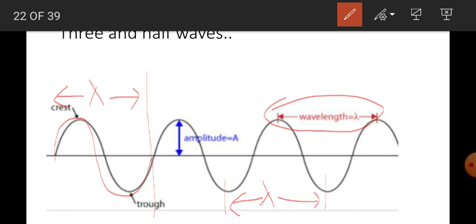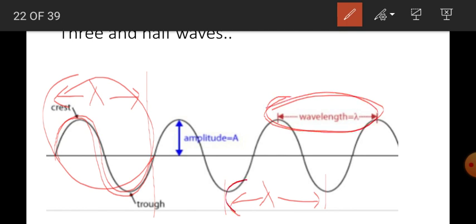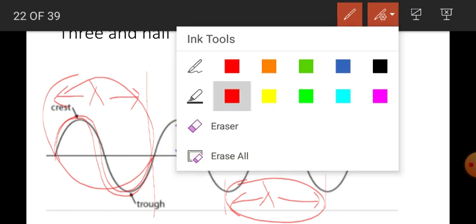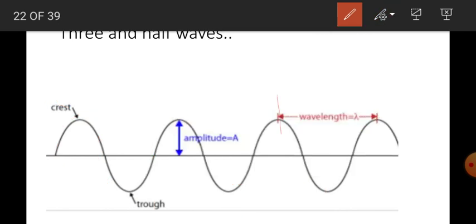All these values are equal actually. This is one wavelength, this is one wavelength, this is also one wavelength. So either you call it the distance between crest to crest or trough to trough, or one crest and one trough, all are equal actually. So while solving numericals you should know all these concepts.